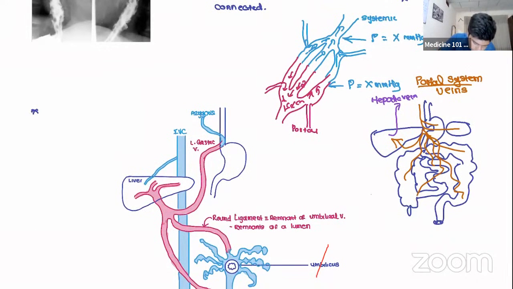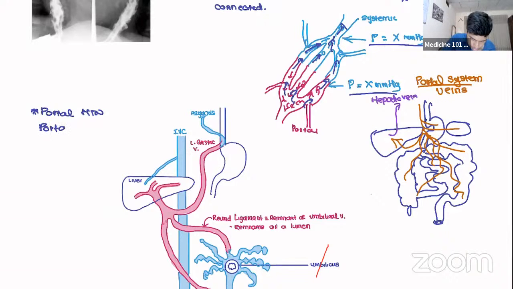Now that you understood, there's going to be equal pressures here. What happens in portal hypertension? Pressure in the portal circulation is higher than the systemic. And then what happens to the blood? Can you guys understand this? Now the pressure in the portal vein is greater than that of the systemic circulation. Portal hypertension, high blood pressure in the portal vein.